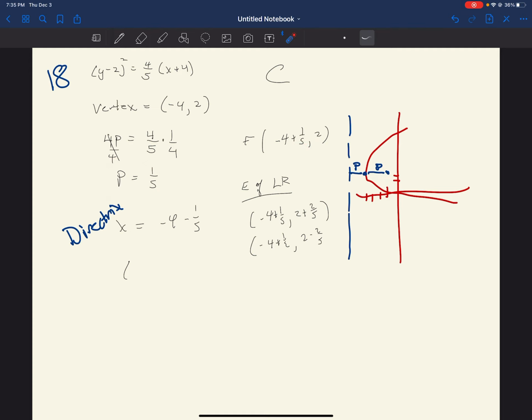Then the endpoints of the latus rectum. Because this is 2p, this has to be 2p right there. And that means I now know what coordinate this is because it's straight up and down off the focus. And so the focus was at -4 plus a fifth. So I have both of those right there. This down here is a fifth. And so I go up 1/5 and 1/5. That's 2/5. And so that's why I have those in there.